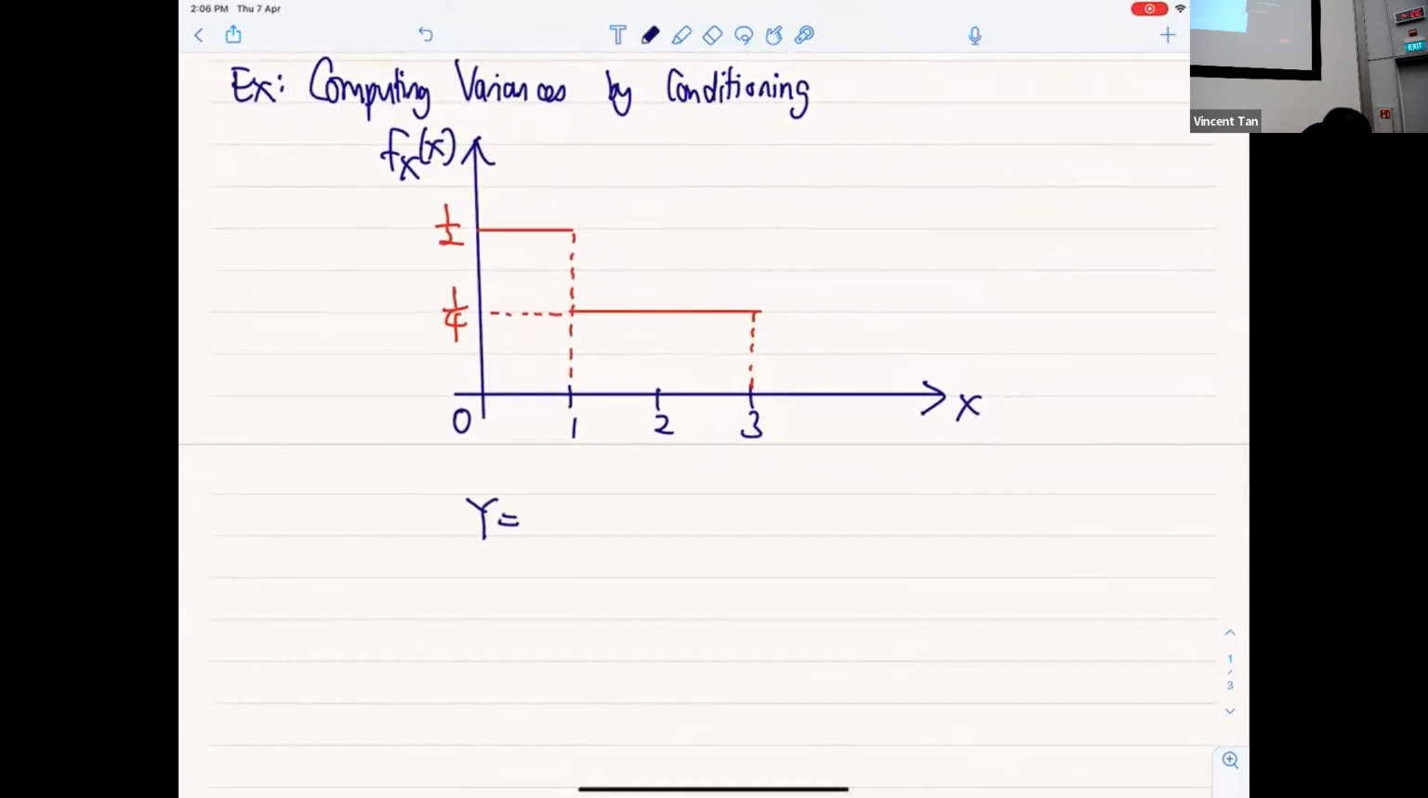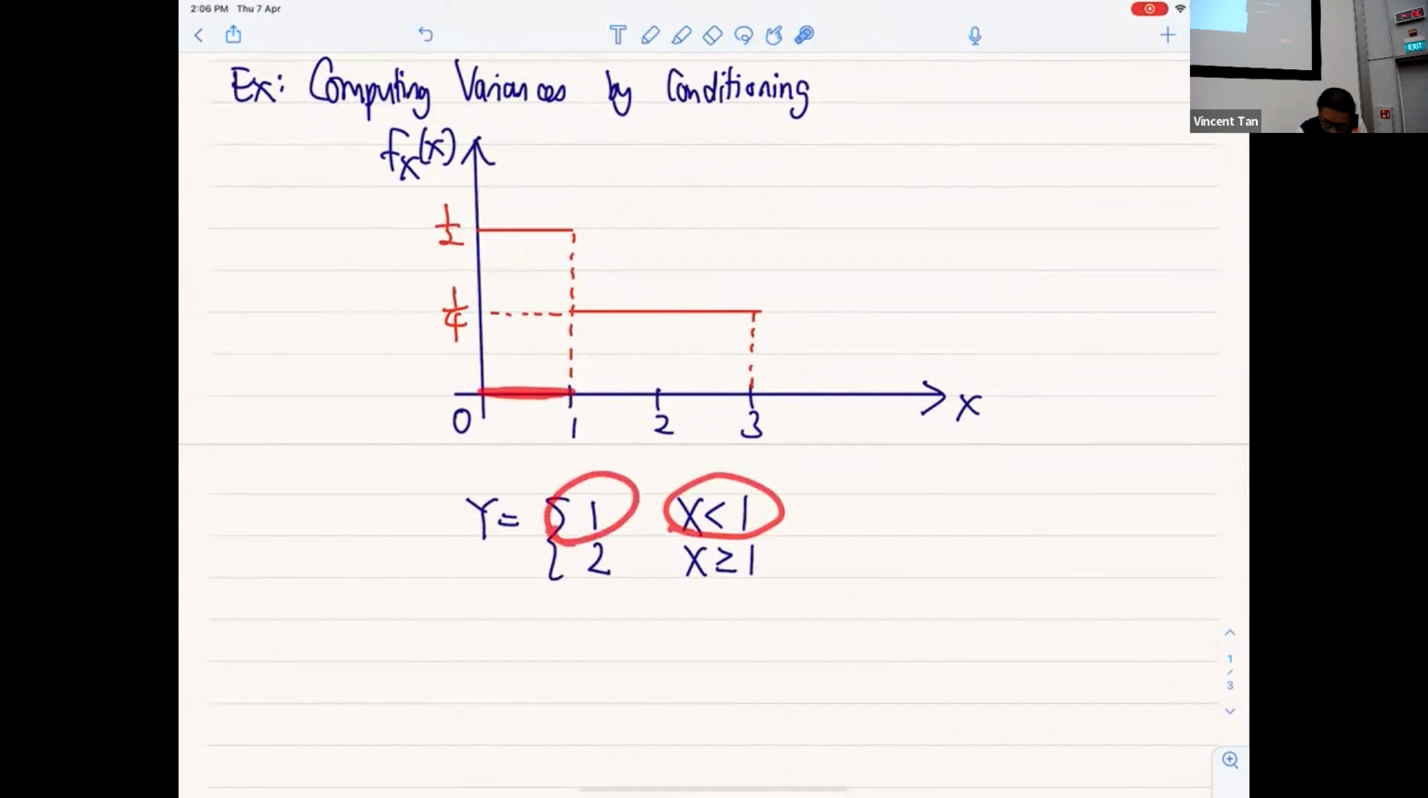Correlated means not independent with x. 1, 2, when x is less than 1 and when x is bigger than 1. So the correlatedness comes about from the fact that if I know that x is less than 1, that means x lives here, then the random variable y definitely takes on the value 1. If x turns out to be here, the random variable y takes on the value 2.